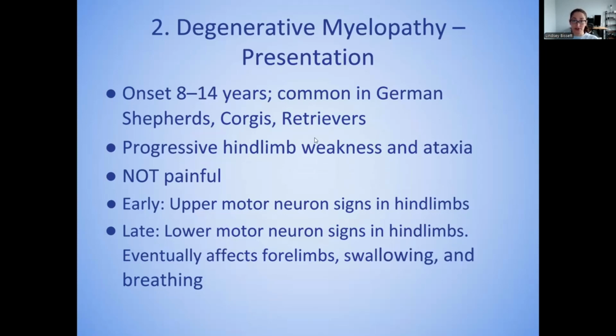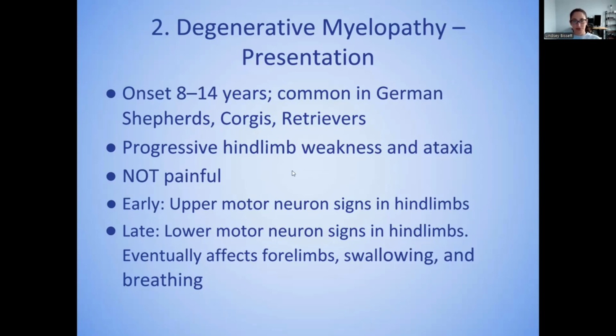Next, we have degenerative myelopathy. Typically we see these patients come in when they're a little bit older, about 8 to 14 years old. Most of the patients that I've seen with this, actually, I'm pretty sure all of them, are German Shepherds. They're overly common presenting with degenerative myelopathy. Corgis and retrievers are also on the list of the more common ones that we see with this.